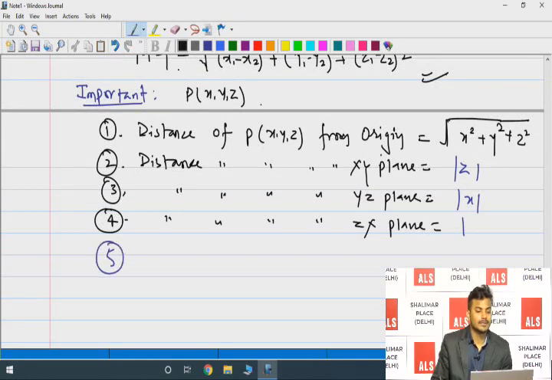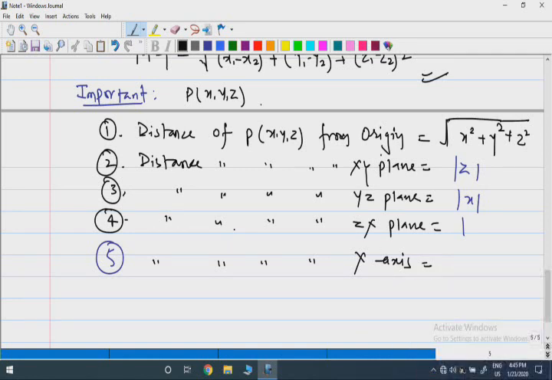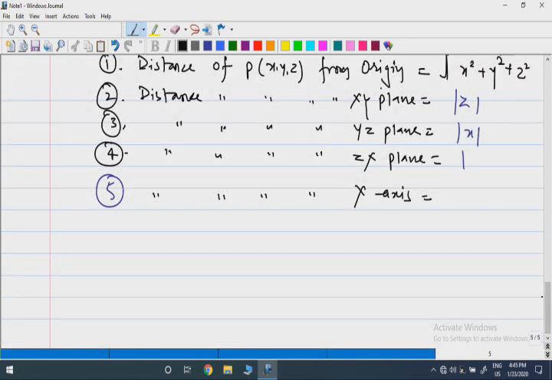Distance of any point from the x-axis. Distance of point P x, y, z from the x-axis. Now this is really good. Tell me what is the answer. Any guesses again? Anyone?